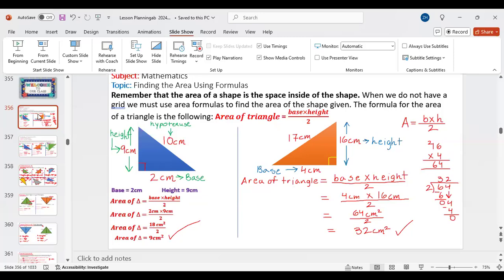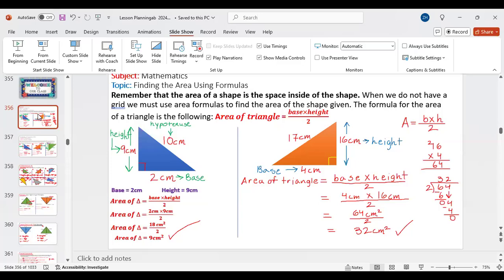Okay, so what if we're dealing with something that's not a right angle triangle? How would we find the area of something like that, if it's not a right angle triangle? So we're going to be looking at how to find the area of a non-right angle triangle.